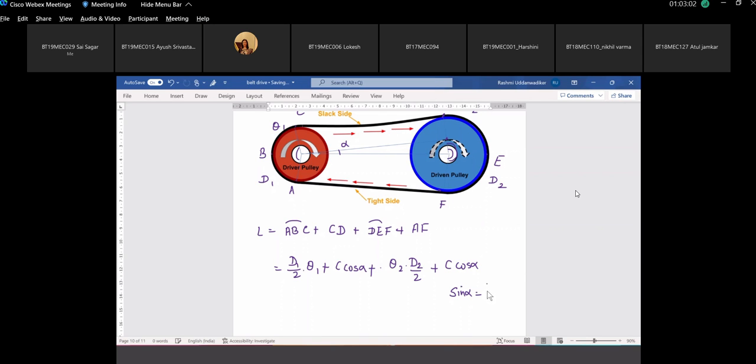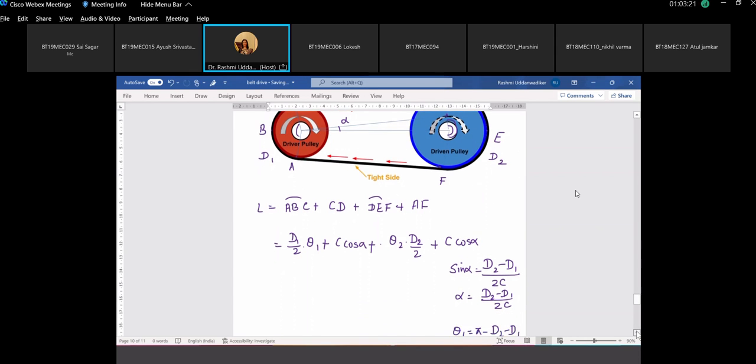Sine of alpha is equal to (D2 minus D1) on 2, which is the radius, by C. For small values of alpha, sine alpha is equal to alpha, so we write this as (D2 minus D1) by 2C. This is how you get the value of alpha, and you get the values of theta 1, theta 2.